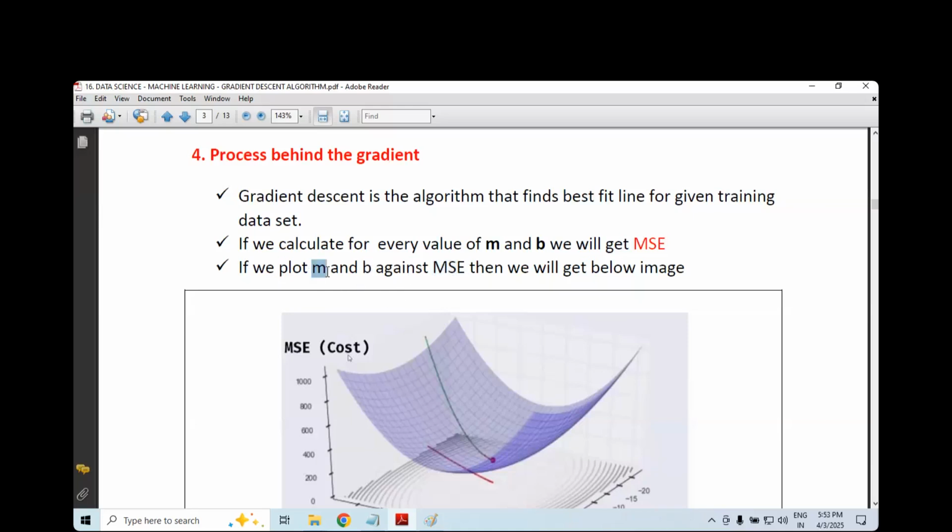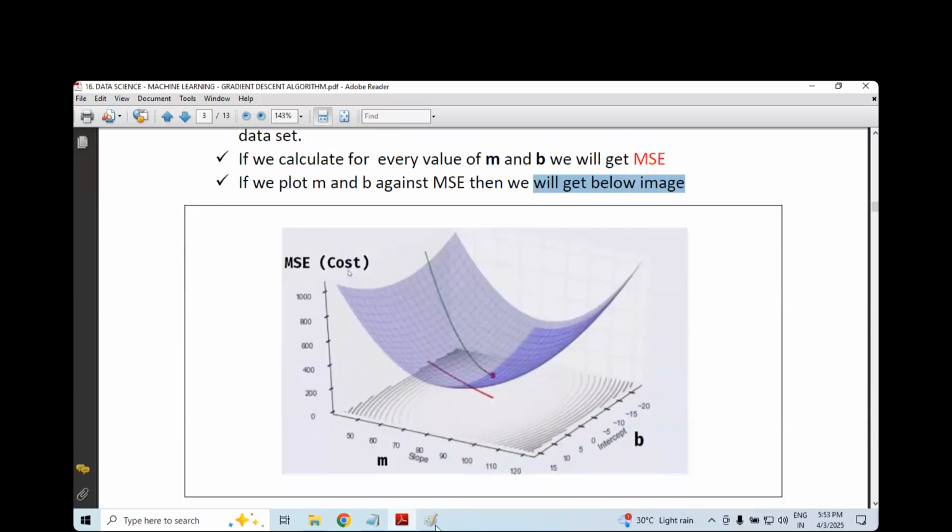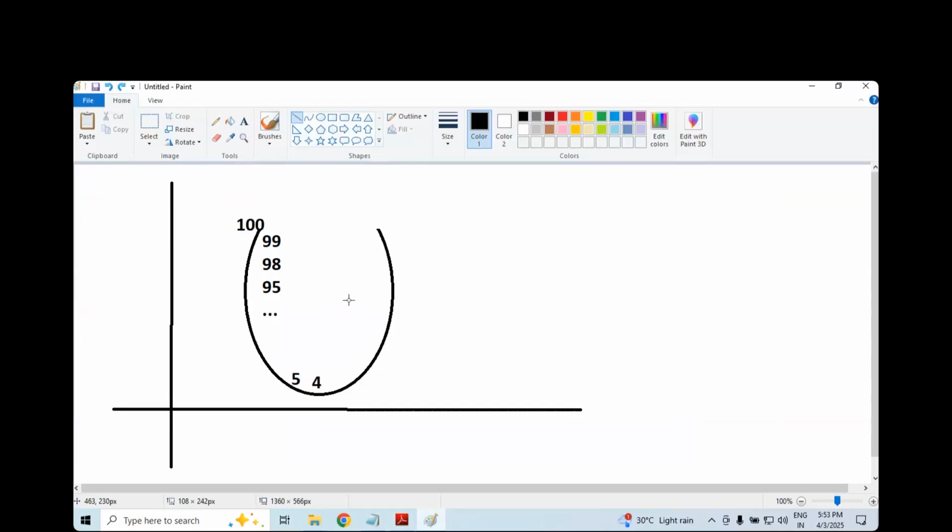What is M? Any idea? Coefficient. Yeah, very good. What is the B value? Intercept. Intercept actually, right? Then we can get the below image. See, the gradient descent algorithm looks like a bowl shape. What shape actually? Always the error is here actually.